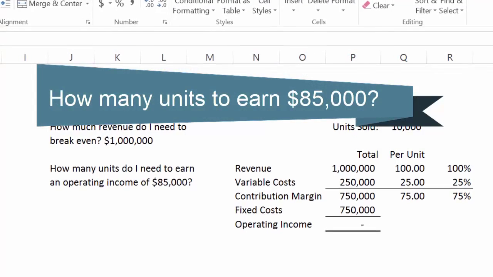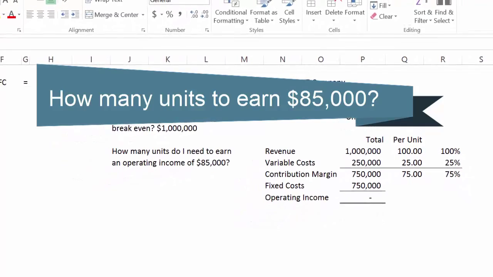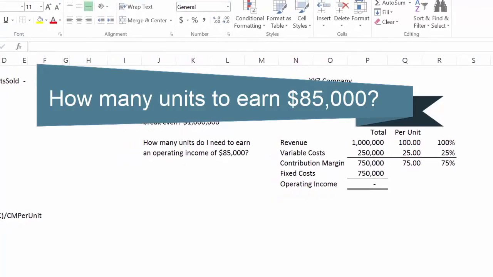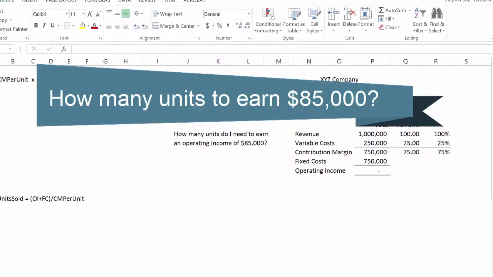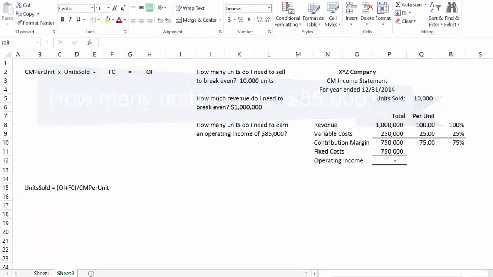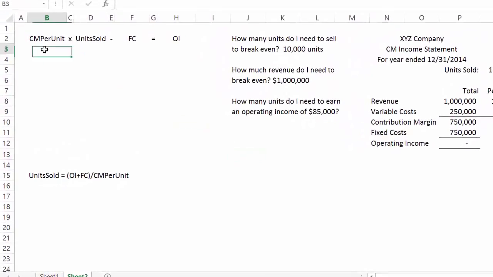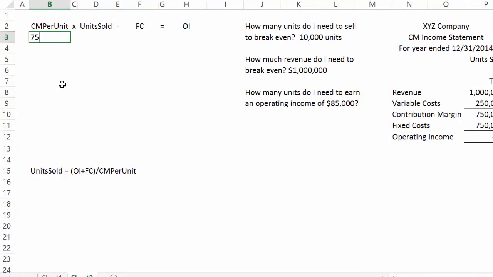Most business owners don't want to just break even, though. They want to earn an operating income. So how many units do I need to earn an operating income of $85,000? Well, let's go ahead and use both methods to do this. So my contribution margin per unit is still 75. We don't know the units sold. That's what we're trying to figure out. The fixed costs are still $750,000. And now my operating income is going to be $85,000.